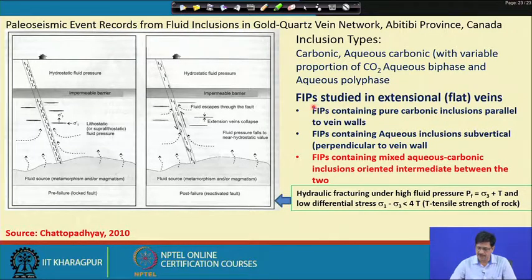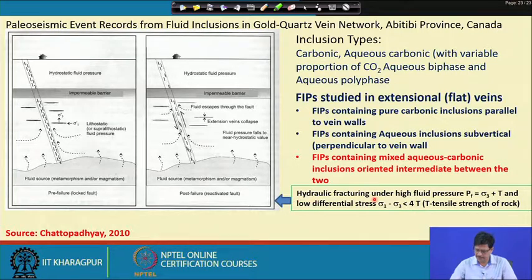So, the FIPs studied in the extensional, flat veins: these FIPs containing pure carbonic inclusions are parallel to the vein walls, and the FIPs containing the aqueous inclusions are subvertical to perpendicular to the vein wall, as is expected in the phase in which the fluid pressure has dropped and the stress condition is just reversed. And the FIPs containing the mixed aqueous carbonic inclusions are oriented also intermediate between the two, for which the exact mechanism is not very well known.